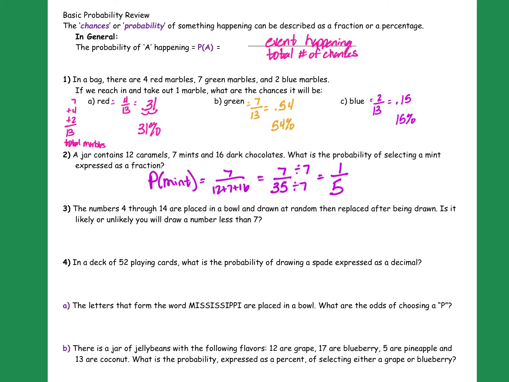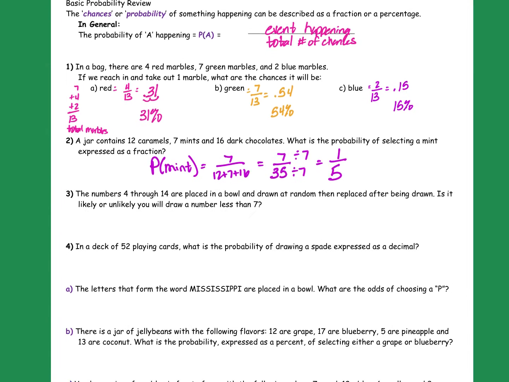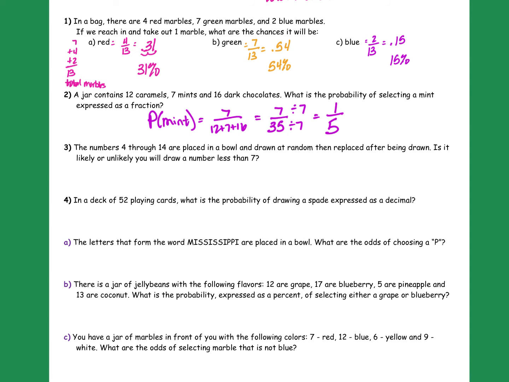Okay. All right, next. The numbers 4 through 14 are placed in a bowl and drawn at random, and then replaced after being drawn. Is it likely or unlikely you will draw a number less than 7? It's unlikely. Well, let's find out what the probability is first.